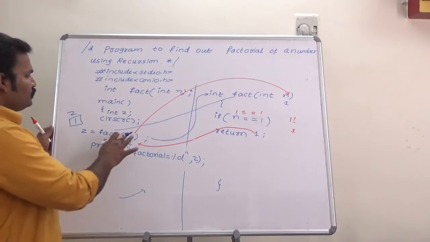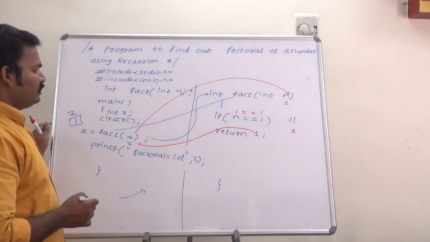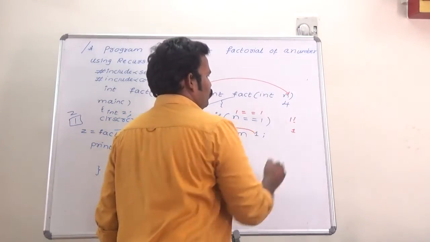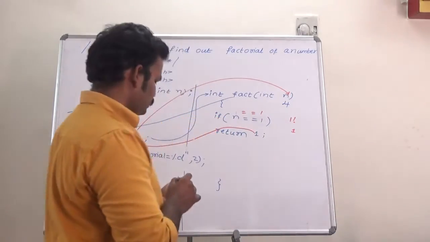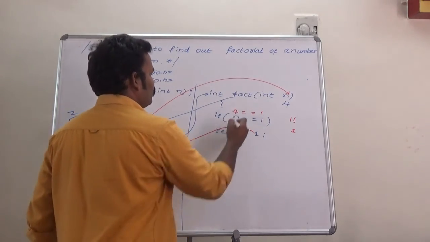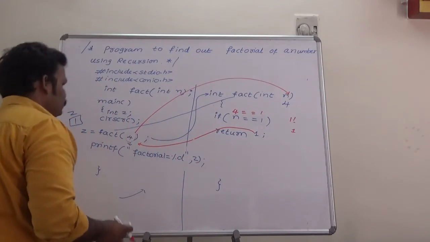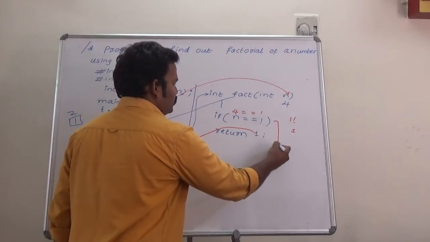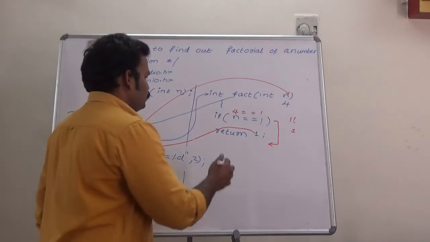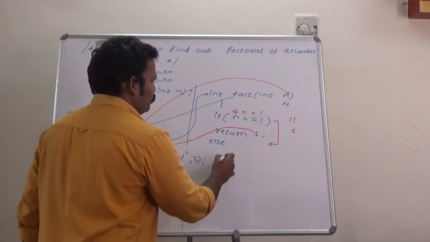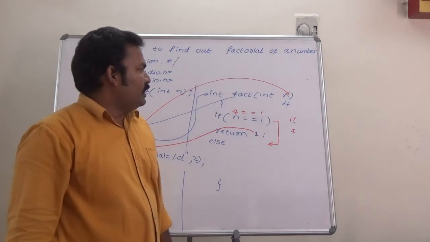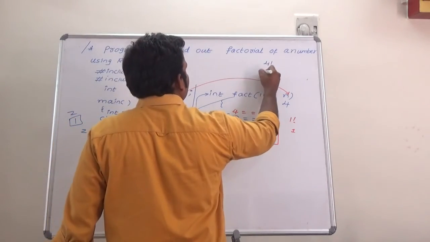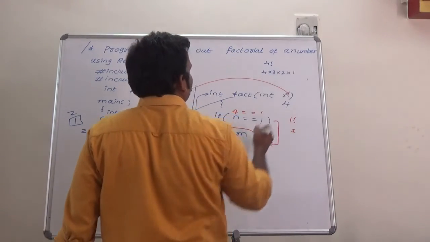Now suppose we call the fact function by passing the argument value 4 to n. Now the n value is 4. Is 4 equal to 1? It is false. When the condition is false, execution control transfers to the else block. Now we have to write the logic for finding the factorial of 4. Listen, 4 factorial is equal to 4 into 3 into 2 into 1.